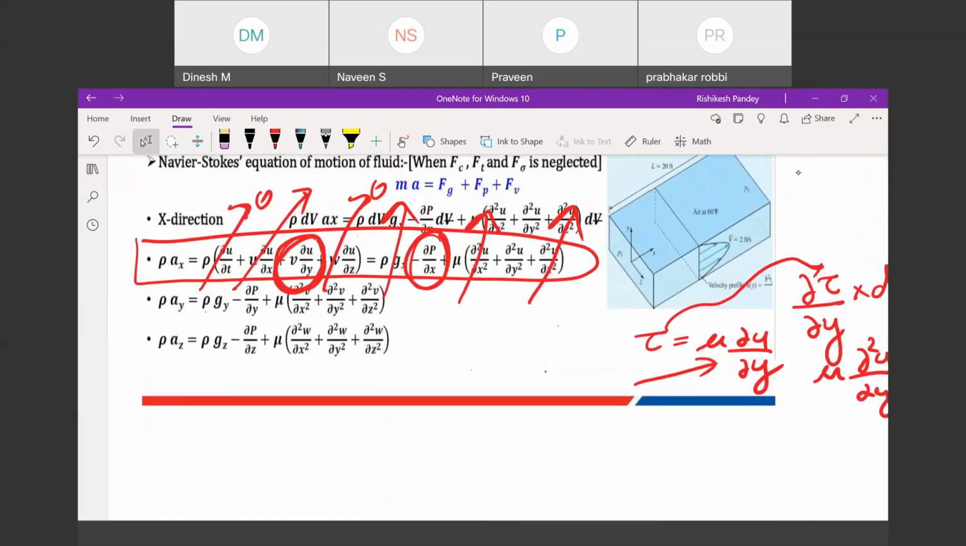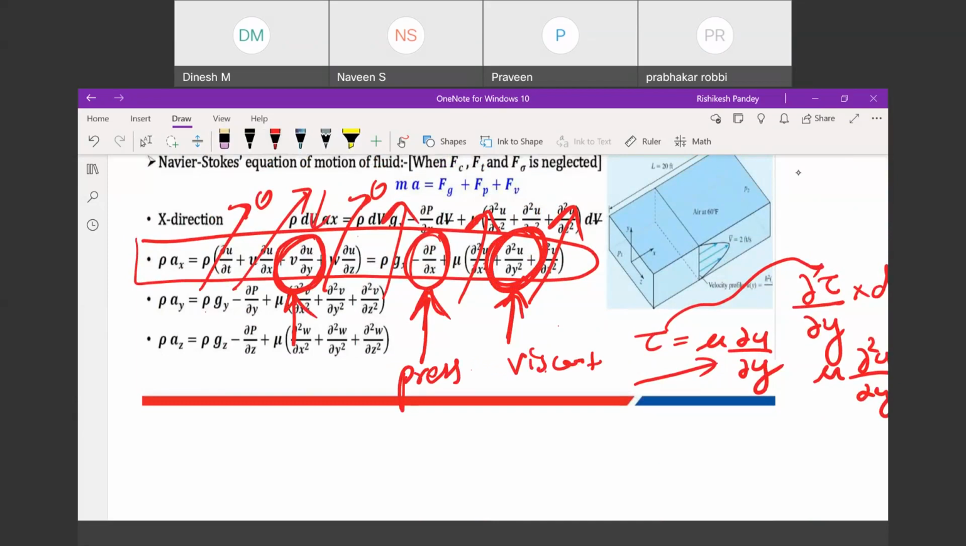Oh, this term is also there. Sorry, this term was also there, and this term is also there. Now the moment we put μ and w equal to 0, this term also becomes 0. So we are left with only these two terms. This is force due to pressure and this is force due to viscosity.